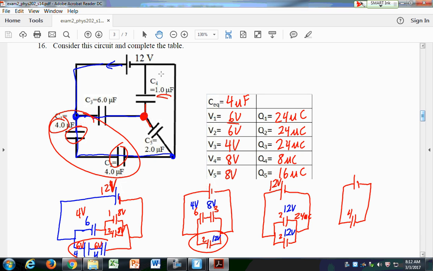And then that's it. I might also have a question where I just ask you, what is the energy stored in capacitor number 3 or whatever? You do that 1/2 CV squared. That equation is on your equation sheet, so don't bother memorizing it, but it's there. It'll be something similar to this. So look back at the circuits.